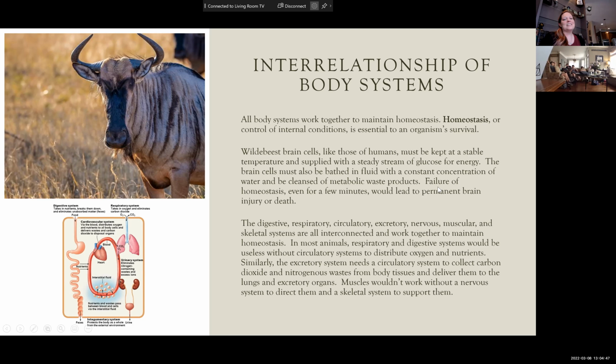So you always want homeostasis. So here's an example here. Wildebeest brain cells, like those of humans, like to be kept at a stable temperature. So the brain cells have to be bathed in fluid that's a constant concentration of water and metabolic waste, and like to keep it a certain temperature. Like if you get a fever that's too high, it can damage your brain, right?